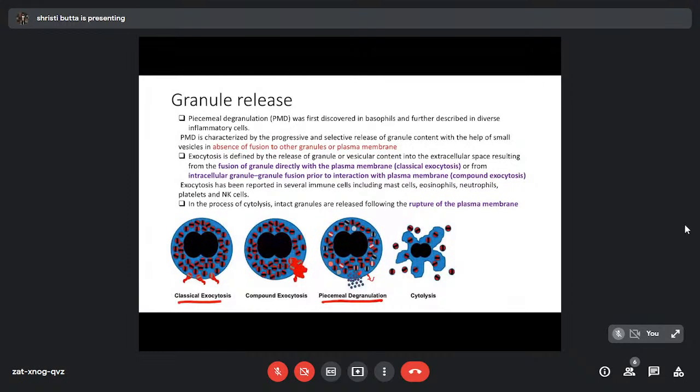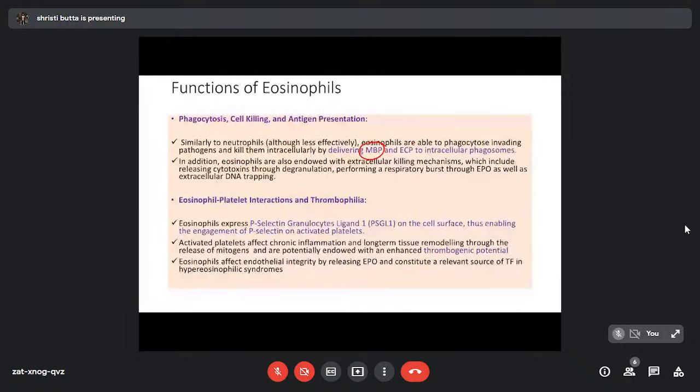Now, coming to the function of eosinophils. Eosinophils, besides having their role in allergy and asthma, also have a role in phagocytosis, cell killing, and antigen presentation. So, how do they kill microorganisms? By delivering the major basic protein and the eosinophilic cationic proteins to the intracellular phagolysosomes. Besides that, eosinophils also are implicated in thrombosis. They have a thrombogenic potential.